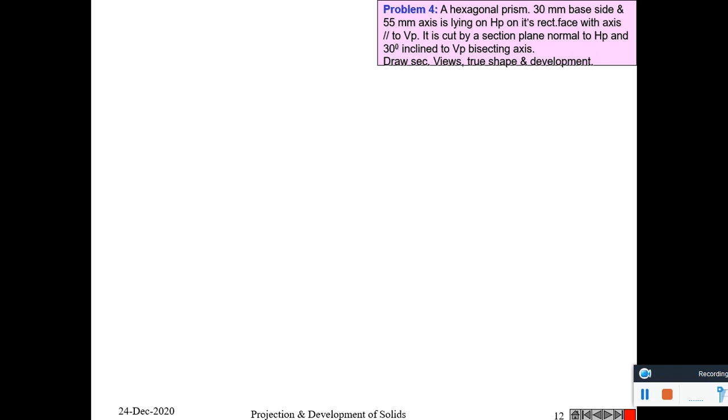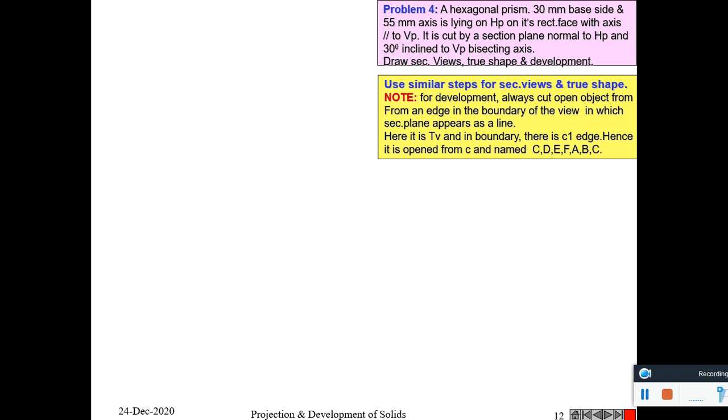Fourth problem, a hexagonal prism 30 millimeter base side and 55 millimeter axis is lying on HP on its rectangular face with axis parallel to VP. It is cut by a section plane normal to HP and 30-degree inclined to VP bisecting axis. Draw sectional views, true shape and development.